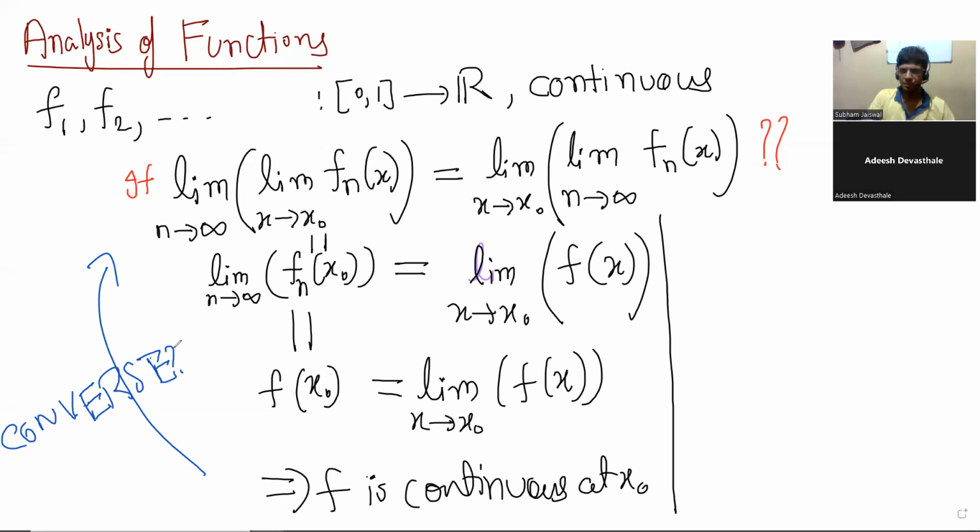Then let's take the right hand side. Let's go from right to left. So you are assuming f is continuous, right? Yes. So assume f to be continuous. Then the limit of fn of x as n tends to infinity, we get that as f of x.